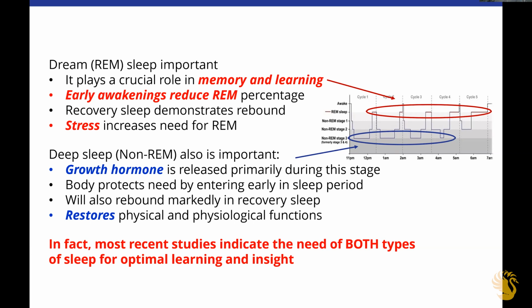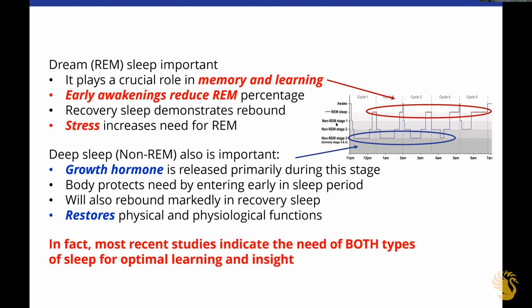It does a lot of the physiologic repair work. So growth hormone, which is primarily released during sleep, is mostly released during this deep sleep. And so in the beginning of the night, we get a lot of growth hormone release, a lot of muscle repair, a lot of body repair. It also will rebound markedly if we've pulled an all-nighter.